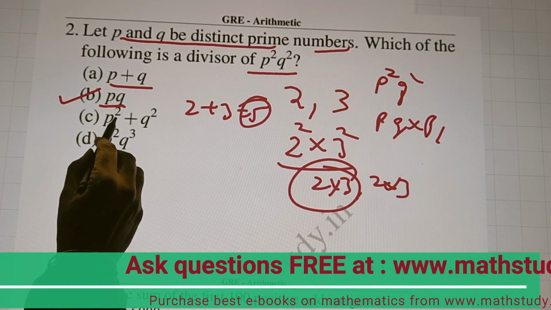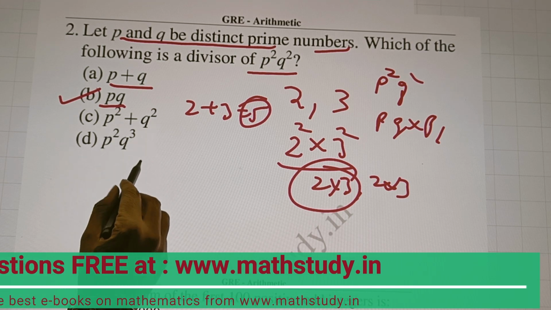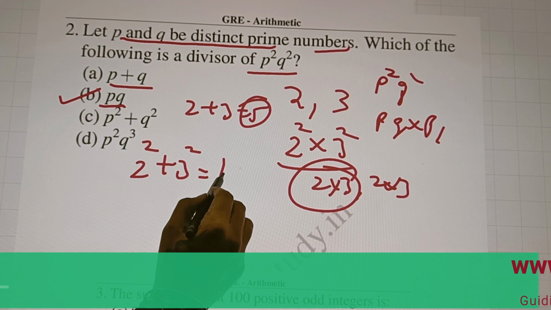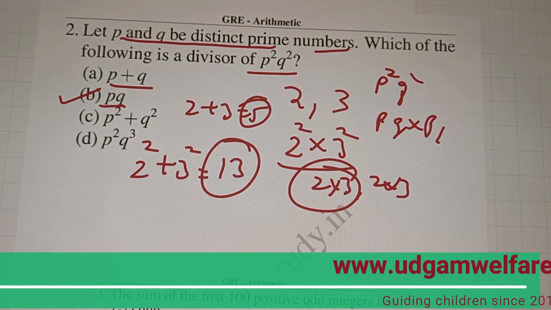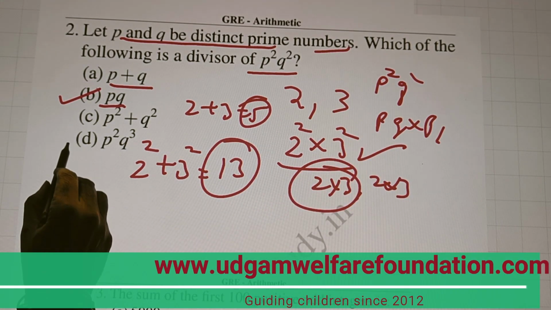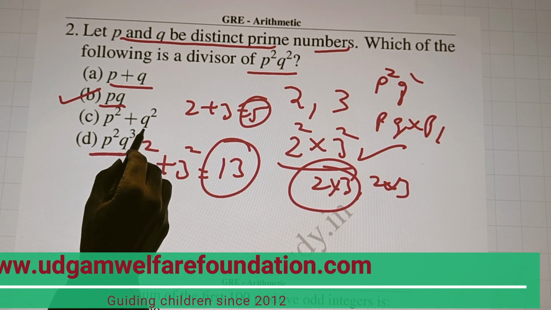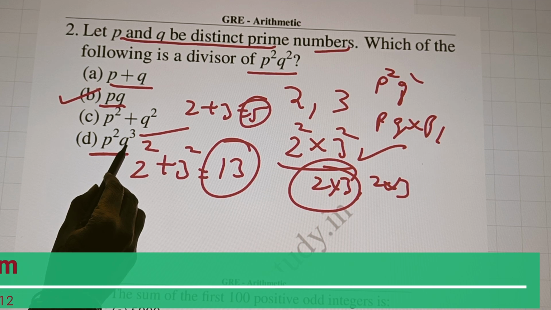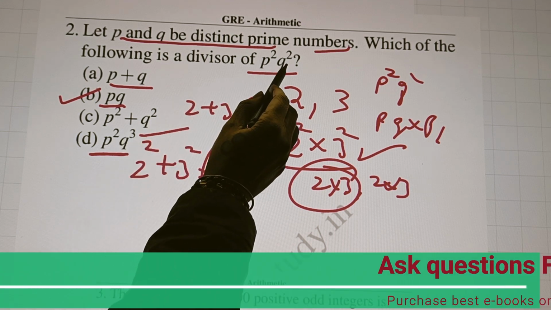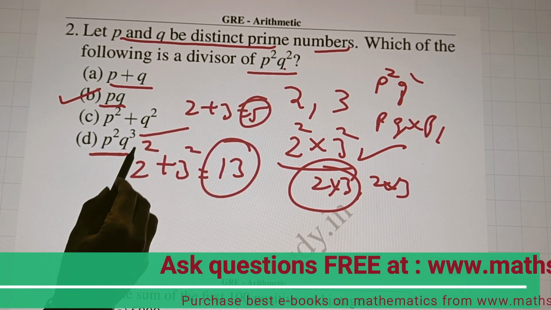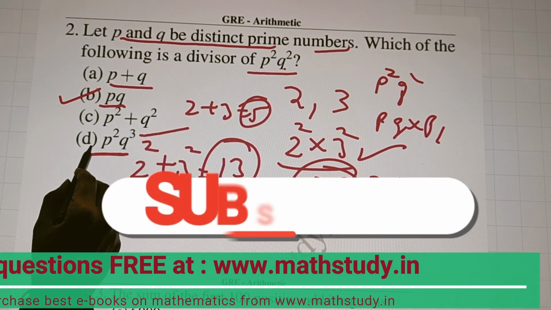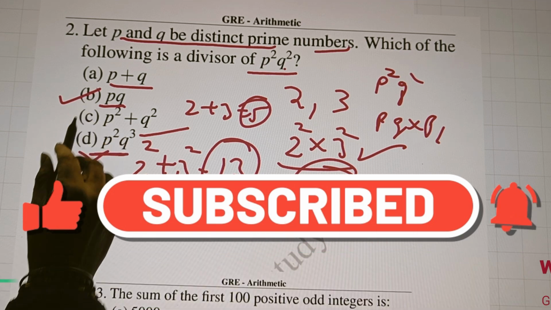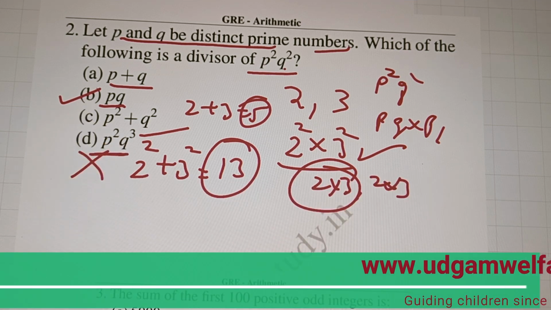So let's try out the other options as well. P square plus Q square, that is 2 square plus 3 square, 9 plus 4 is 13. This is not a factor of this itself. Similarly, P square Q cube is there. So you have to check the options as well. Here we can see that the degree of Q is higher than in this one, so obviously the product of this is greater than this one. So this answer will not be possible. So here we have only option B correct. Now let's move towards our next question.